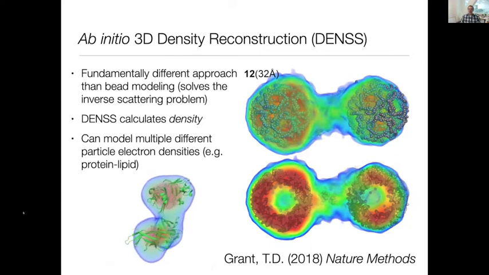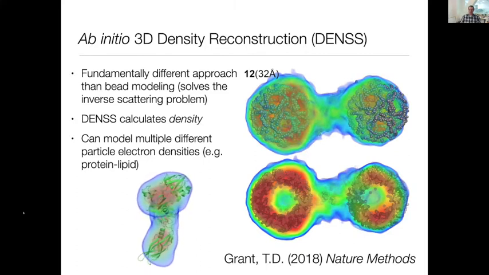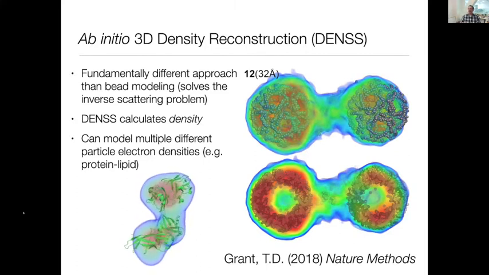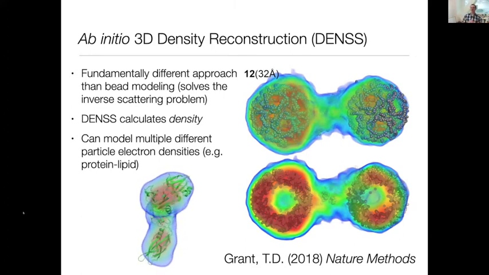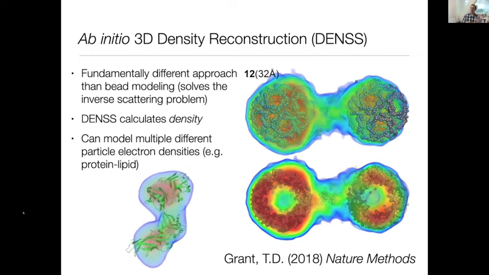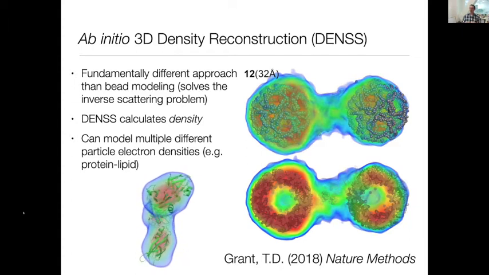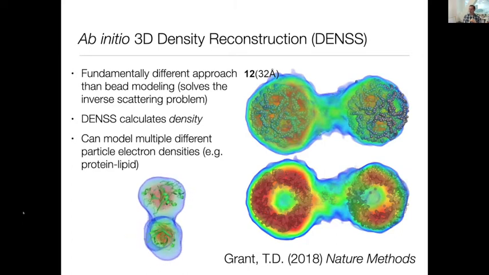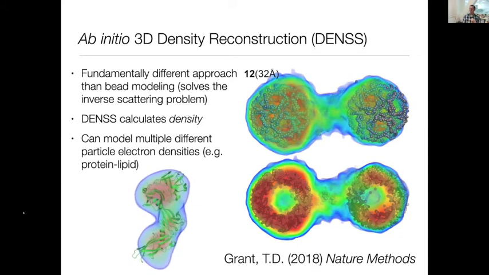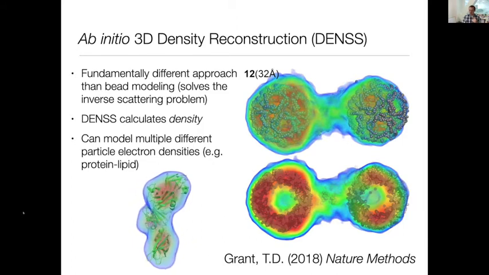So DENSS is a way of reconstructing three-dimensional density directly from the 1D scattering profile. So this is a fundamentally different approach than bead modeling, and really any type of modeling, because all other types of modeling solve the forward scattering problem, where you generate models, calculate the scattering profile, and minimize those parameters in order to optimize the fit to the scattering profile. But DENSS actually solves the inverse problem. What DENSS does is it actually uses the scattering profile to tell you what the 3D density is supposed to look like. And there's a lot of advantages to this.